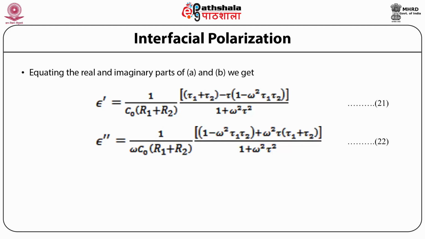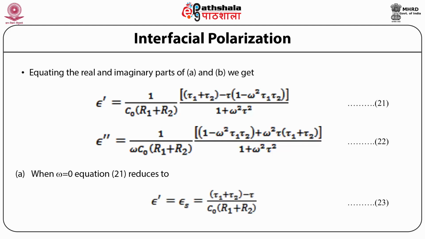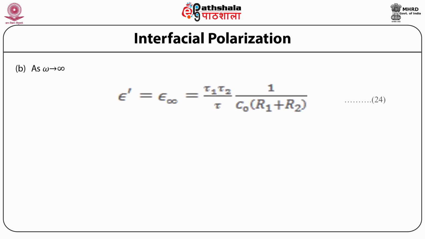So there are a few conditions. In A, when omega is equal to 0, equation 21 reduces to epsilon prime is equal to epsilon s, which is equal to tau 1 plus tau 2 minus tau divided by C0 into R1 plus R2. And the condition B is that as omega tends to infinity, epsilon prime is equal to epsilon infinity, which is equal to tau 1 tau 2 by tau into 1 by C0 into R1 plus R2.